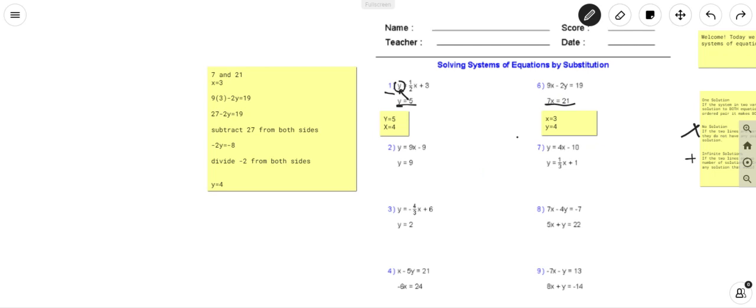Okay, try to solve this equation and this equation by yourself and see what you would get.